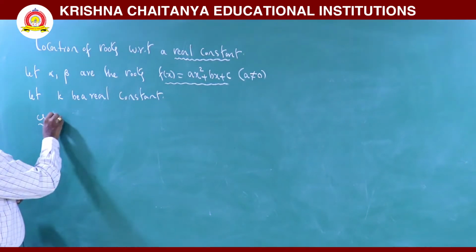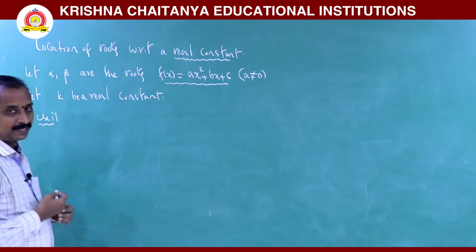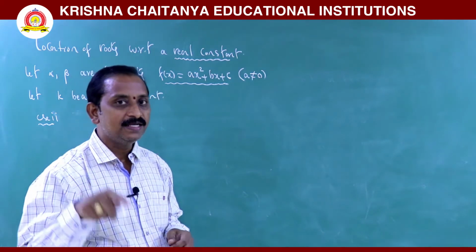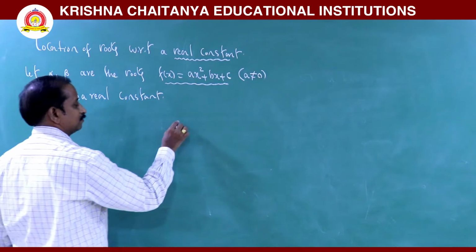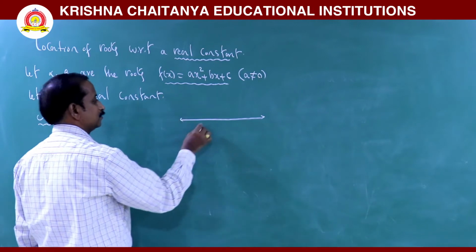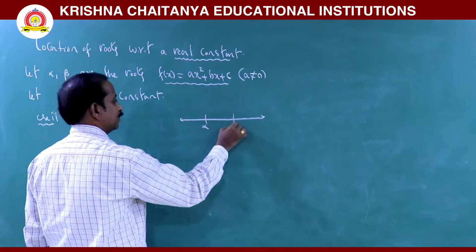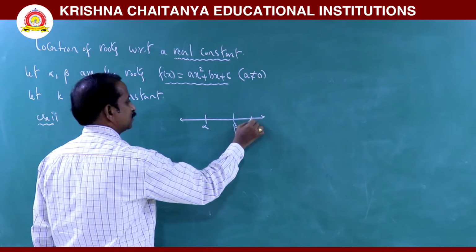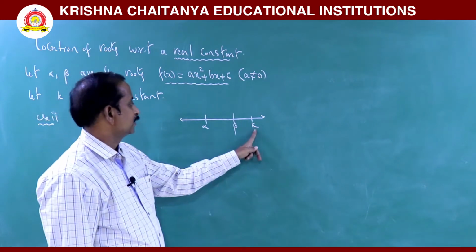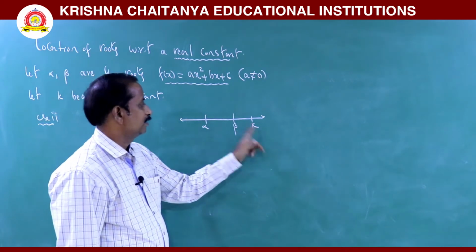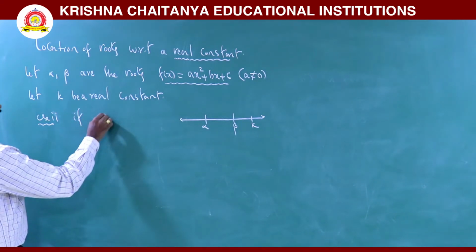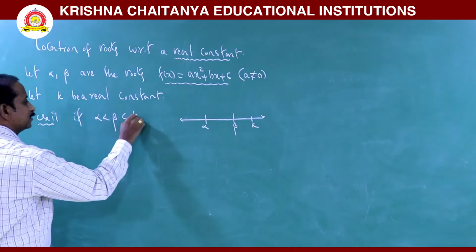Now move to the second case. What is the second case? K is greater than each of the roots. That means for convenience we can consider a real line. On this real line, the roots are one is alpha, another is beta. Now this is nothing but the position of the real constant, means k is greater than alpha and greater than beta. That means in this one we are assuming the condition alpha less than beta less than k.